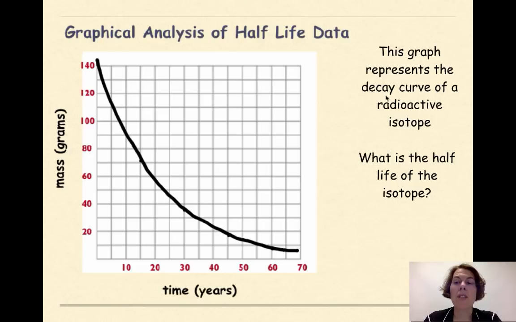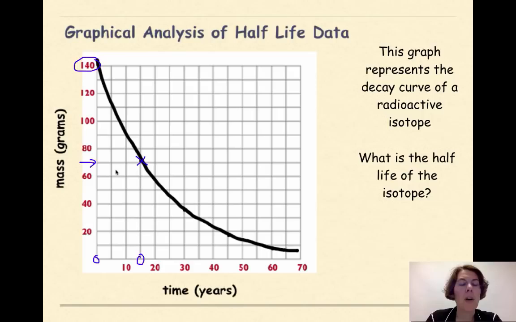Now let's talk about the graphical analysis of half-life data. This graph represents the decay curve of a radioactive isotope. What is the half-life of the isotope? Well, at time 0, we know that we have 140 grams. So basically what we're going to do is take that 140 and divide it in half, which means we're going to go to right here, which is 70 grams. And then we're going to match up this spot right here. So I can go down and say, well, that's 15 years. But let's check it one more time.